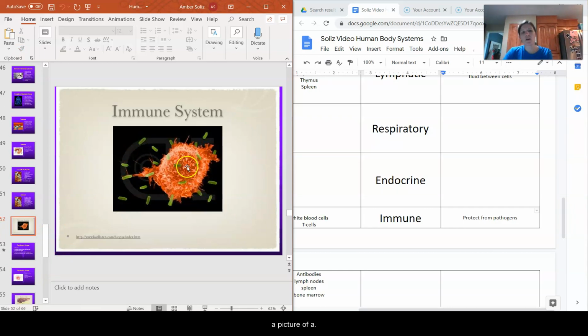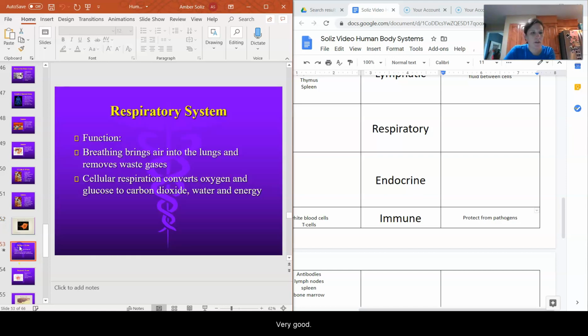So here's a picture of a white blood cell attacking these little green looking guys. Those would be like bacteria. And so what they do is they usually use phagocytosis or endocytosis, which is where the cell engulfs it. We've already learned that too. It takes a lot of energy. It is an active transport for it to engulf that bacteria cell. So that would be a picture of a cell. Structure equals function. All right, very good.